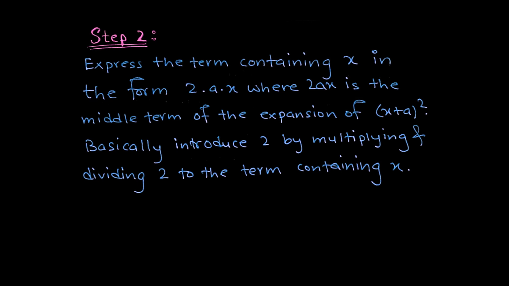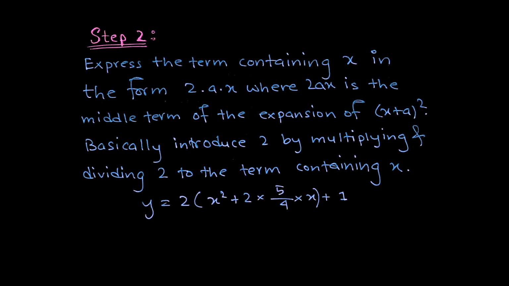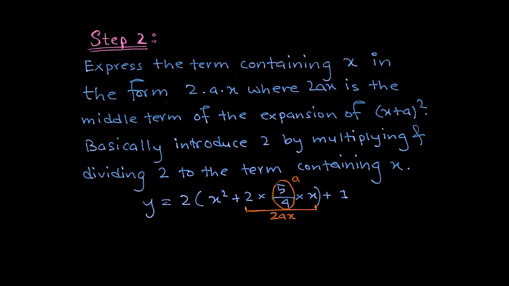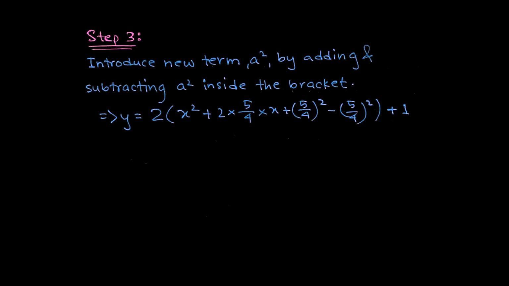In simple language, we will introduce 2 by multiplying and dividing 2 to the term containing x. Here multiplying and dividing 2 gives us 2 into 5 by 4 into x, which is in the form of 2ax. Expressing our equation in this way gives us the value of a for which we can obtain a perfect square in the equation. In the next step, we will introduce the new constant term a square by adding and subtracting it inside the bracket.